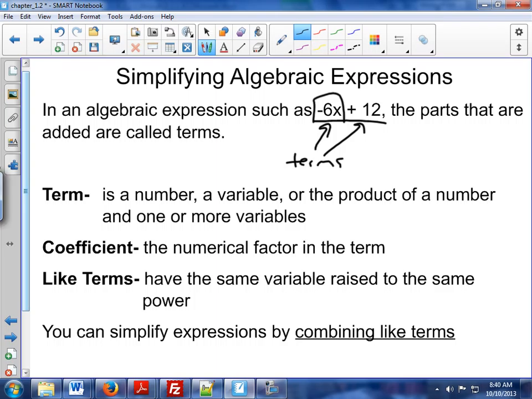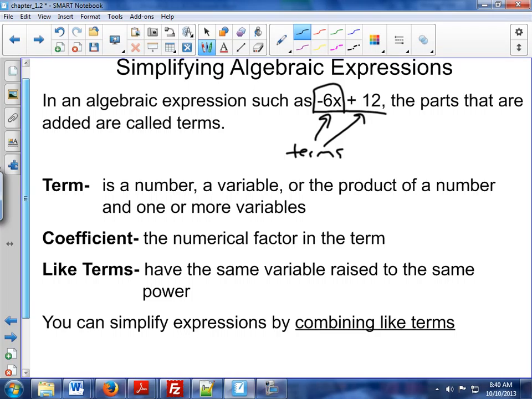Okay? A coefficient is a numerical factor in the term. Not this one, this one. Negative 6 is your coefficient. Another way to think of a coefficient is it's the number that goes in front of the variable. 12 is a constant. Okay? As soon as you put a constant in front of a variable, you get a coefficient. Does that make sense? Okay.